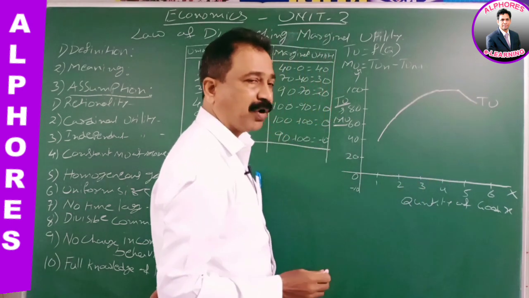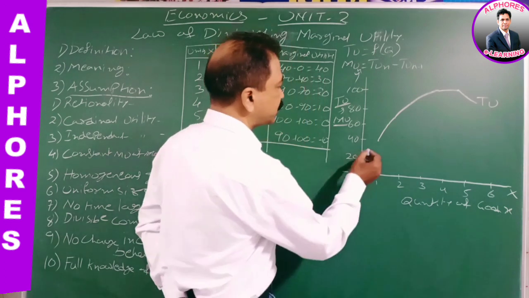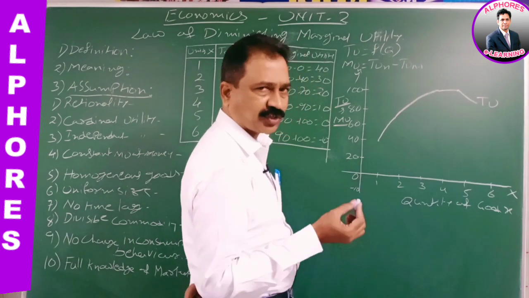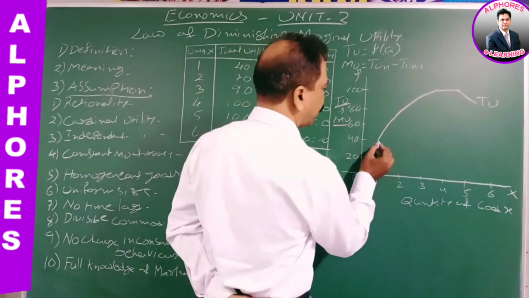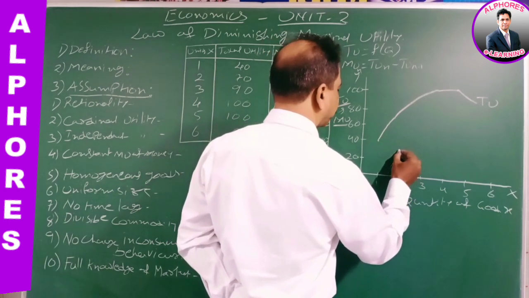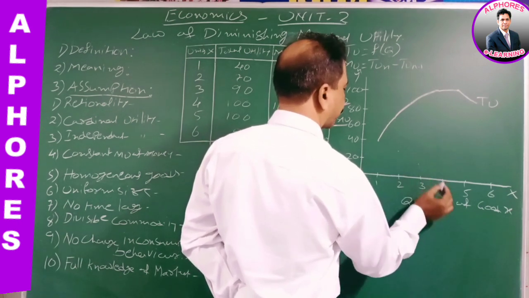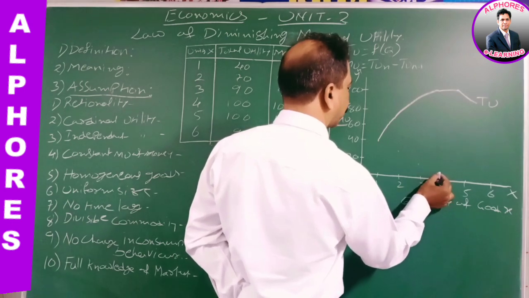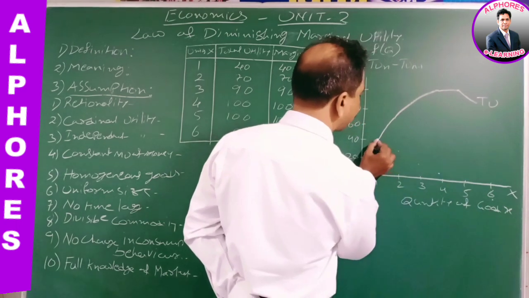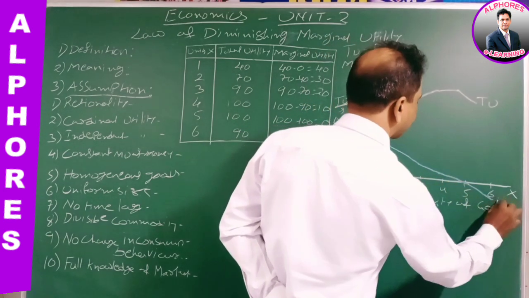Now we will see the marginal utility. For that we will use a different chalk. Visible, right? Is visibility good now? First mango 40, second mango 30, third mango 20, fourth mango 10, fifth mango 0, sixth minus 10. Now let us make a curve. This is marginal utility.